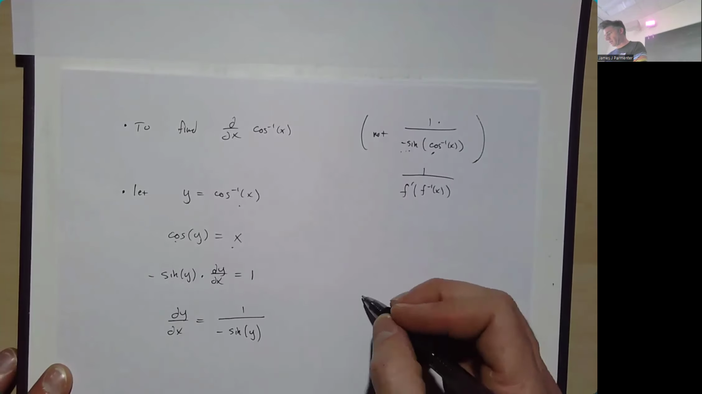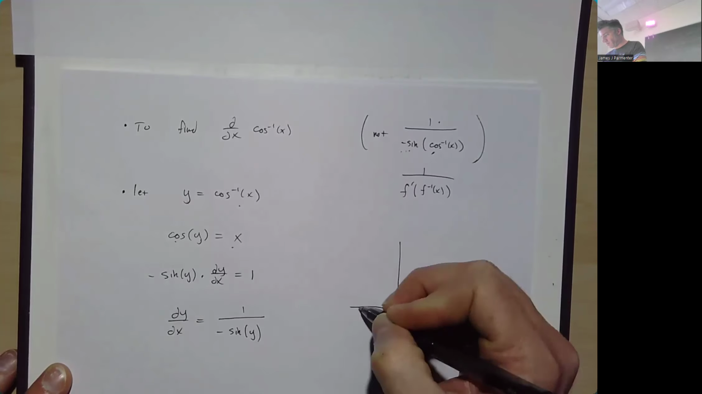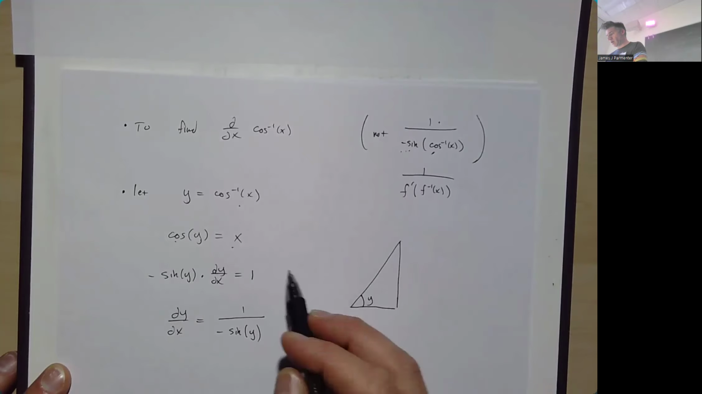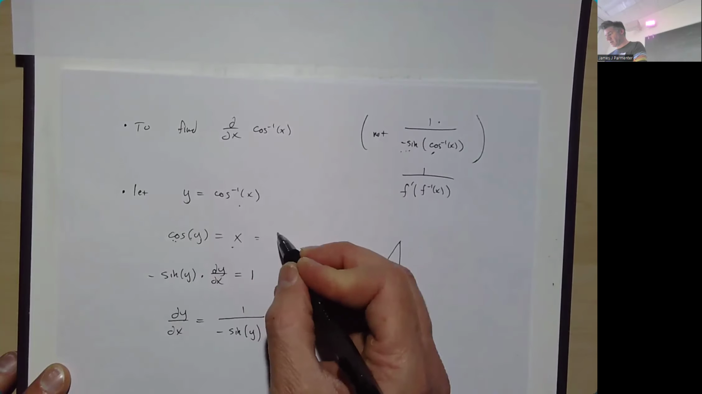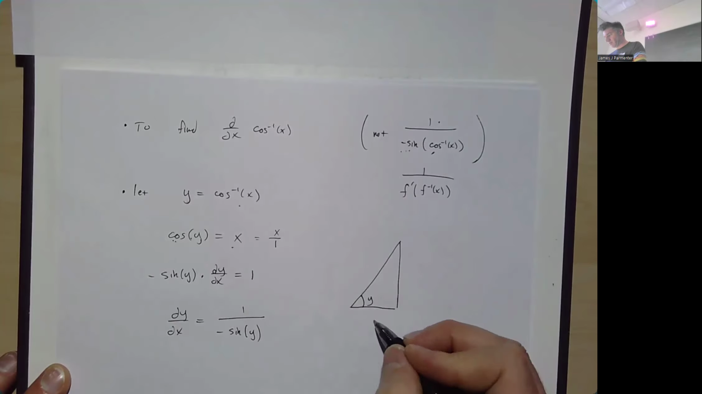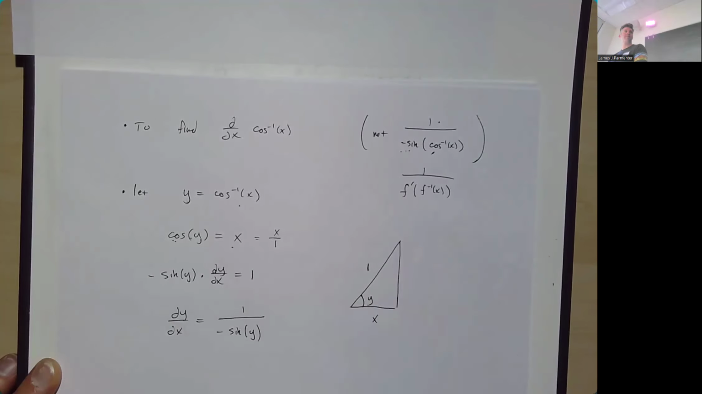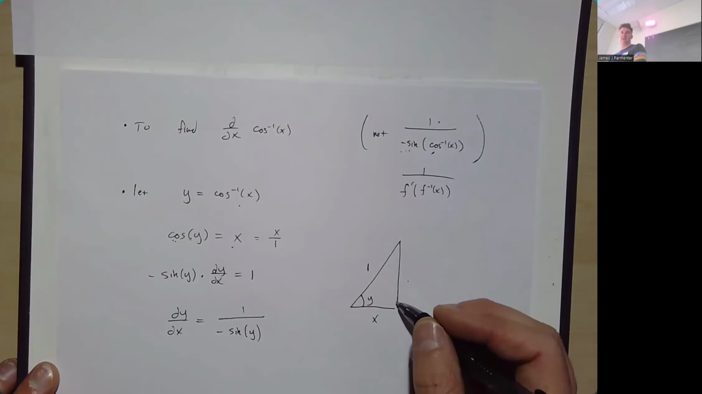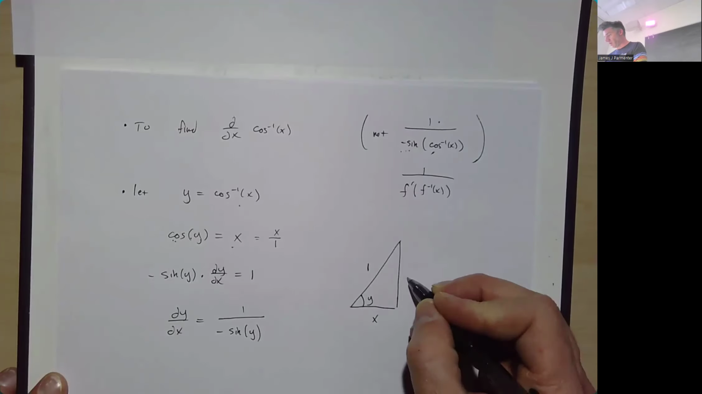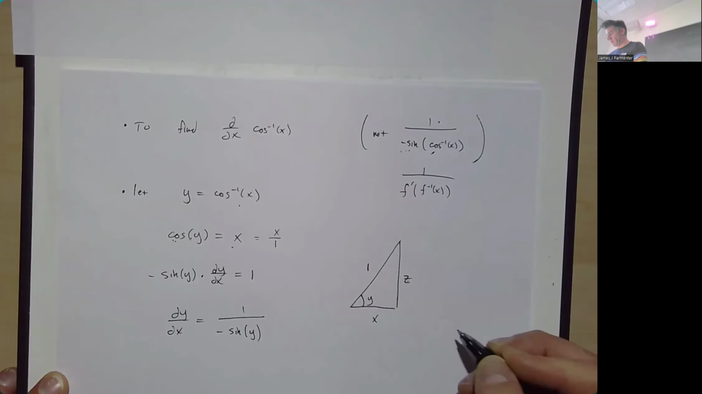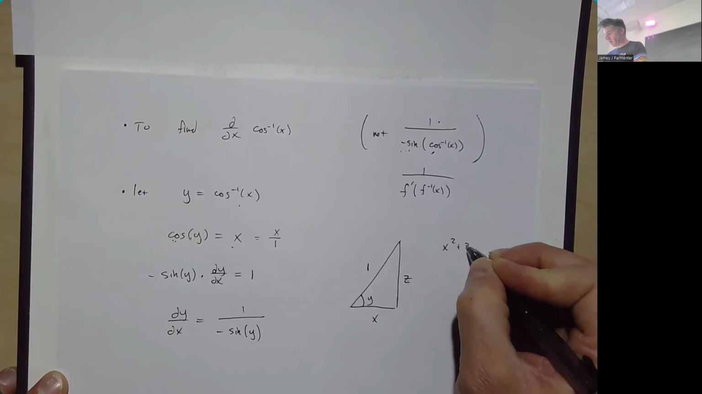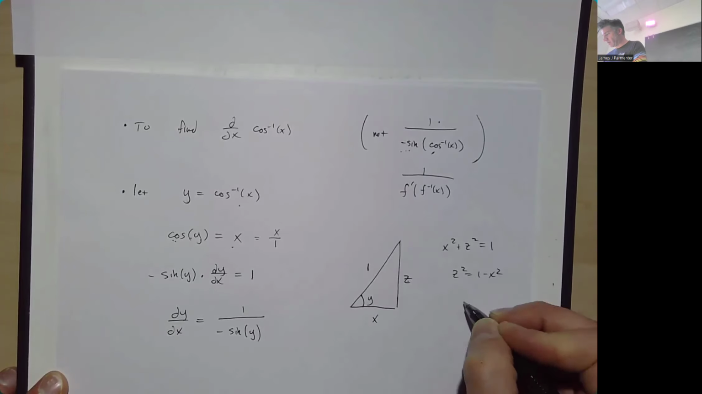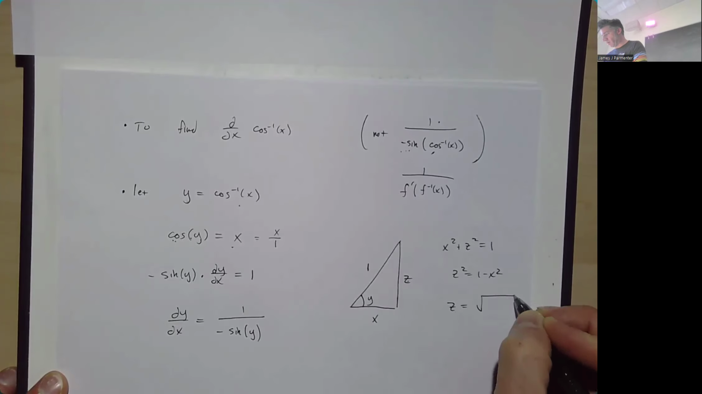And then lastly, I'm always going to draw my triangle. My angle is y. And we know that cosine of y is adjacent over hypotenuse. And then we can find this third side. I've done this so many times, I just know what it is, but it's probably good to show the work. So I call this third side z for a second. x squared plus z squared equals 1 squared. z squared equals 1 minus x squared. z is equal to the square root of 1 minus x squared.